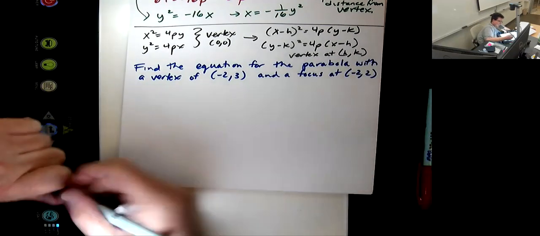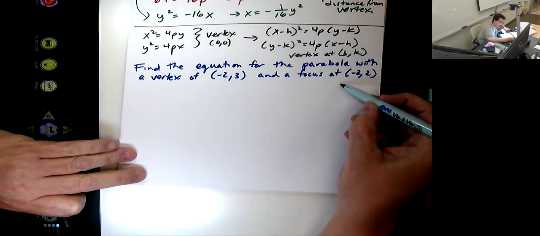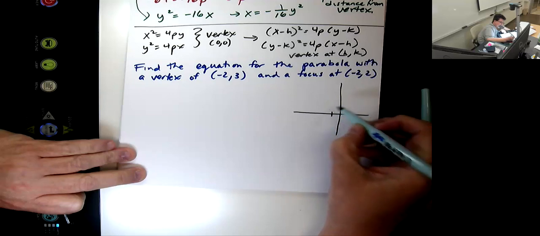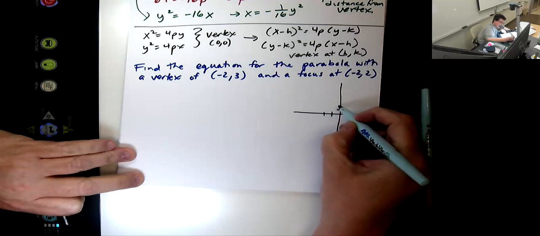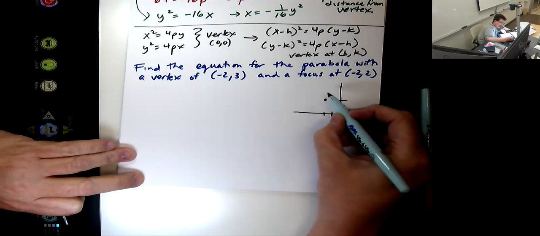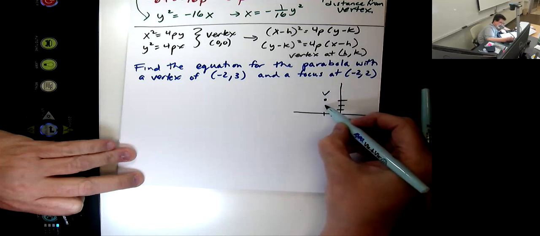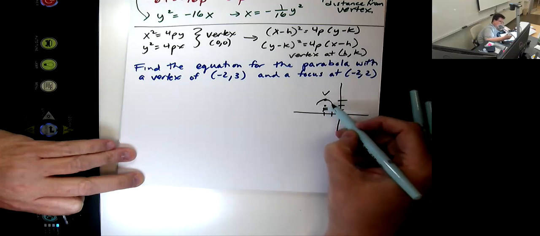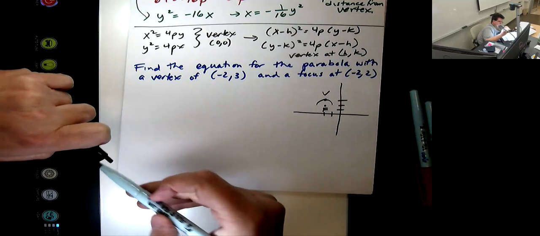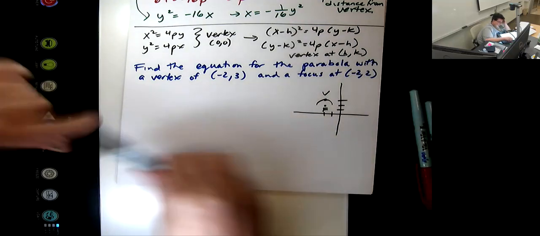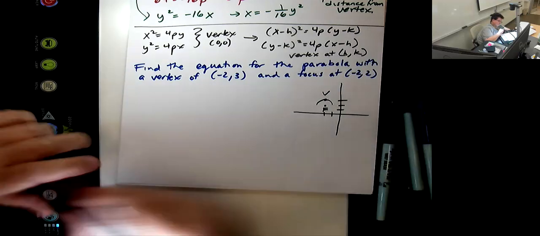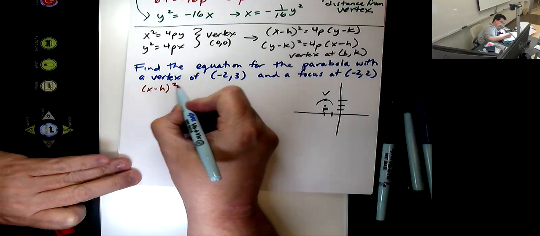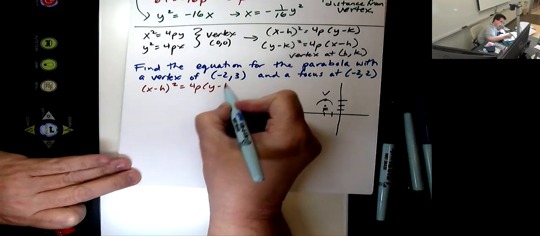Well, maybe a little quick sketch will help. That's my vertex. And my focus is one below it. Which means we're going downward. Which means this is an x squared one. So this is in the form (x minus h) squared equals 4p times (y minus k).